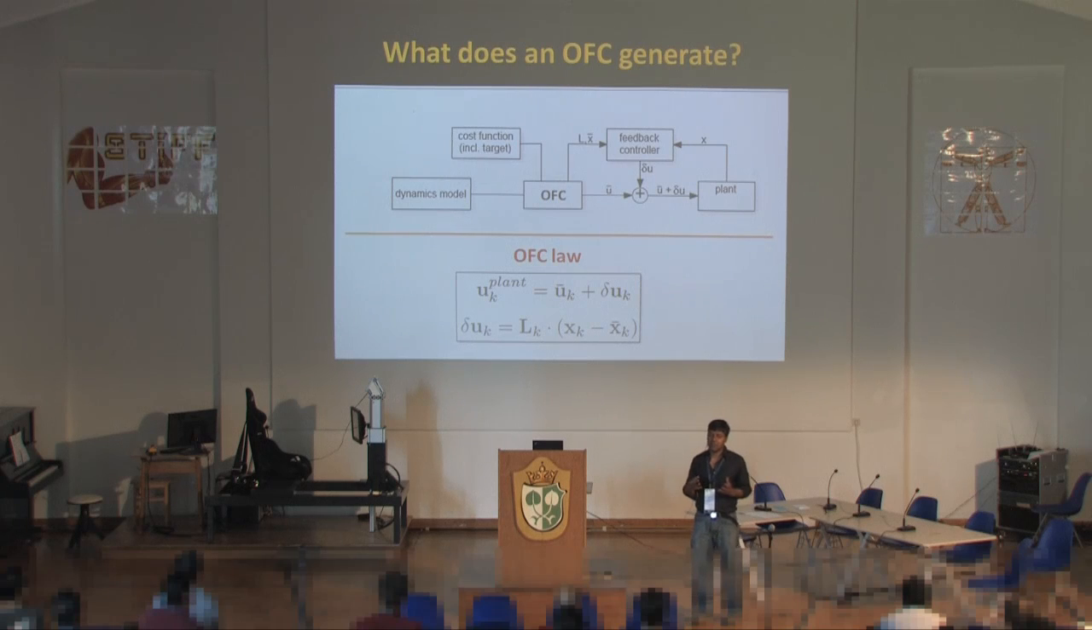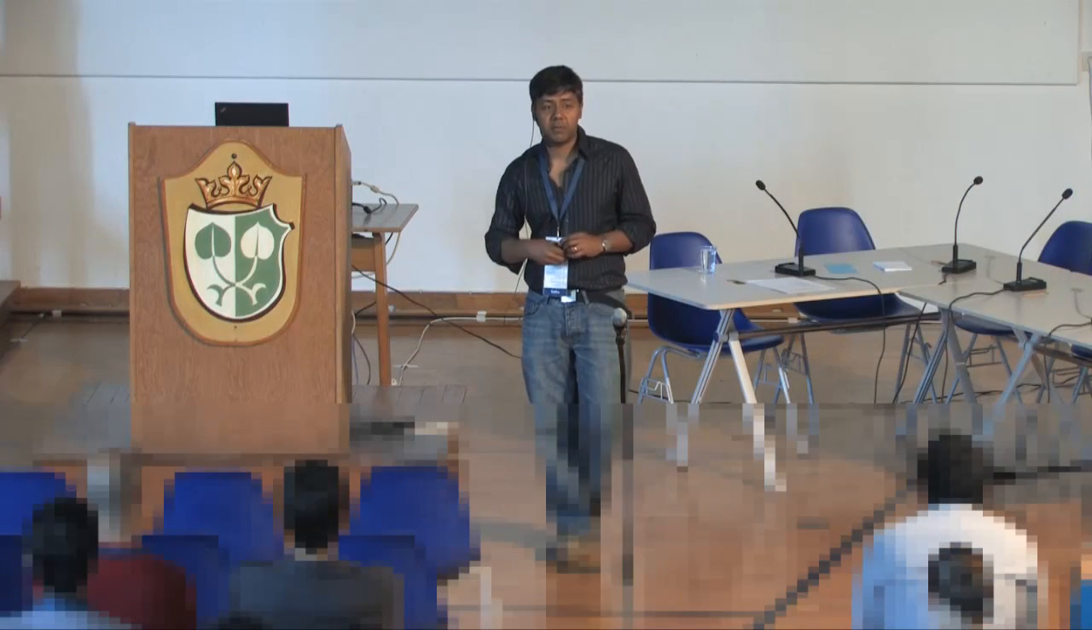what typically comes out of this optimization, what is the product of this optimization using any of these algorithms, is that given some dynamics model of the plant, given some cost function inclusive of a target, your optimal feedback controller will give you a set of temporal commands, the u, and a set of gains. So how are these gains used? In a control law, the plant commands get added on with this term, which is basically the corrective term, like a PD control, but now the gains are specified. So the gains also come out of the specification.